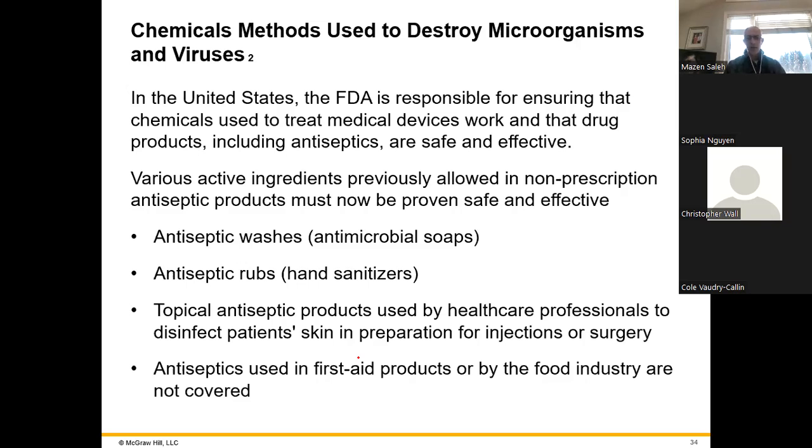So we have antiseptic washes, such as soaps. We have antiseptic rubs, such as the hand sanitizers, and these have been very popular the past couple of years because of COVID-19. We have topical antiseptics that are used, of course, in healthcare facilities, obviously, right? Disinfecting the skin, patient skin, in preparation for injections or surgery, incisions. And there are antiseptics used, of course, in first aid products or by the food industry as well.